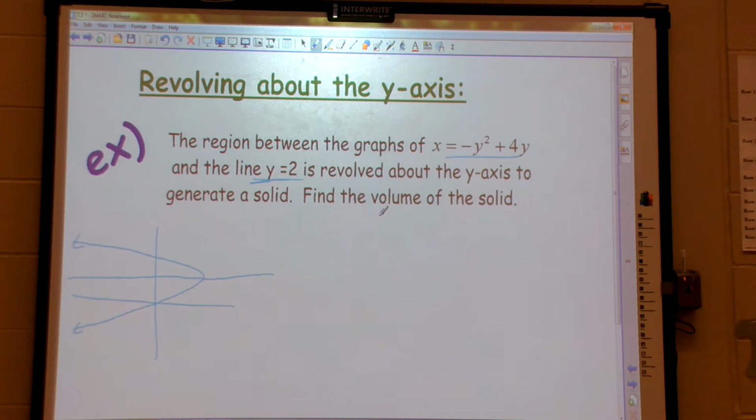Am I? Let me look. Find the region between the graph and the line y equals 2. What about the y-axis? Yeah, I'm pretty sure I'm supposed to have between the graphs of that, comma, x equals 0. Pretty sure I'm supposed to have the y-axis as well.